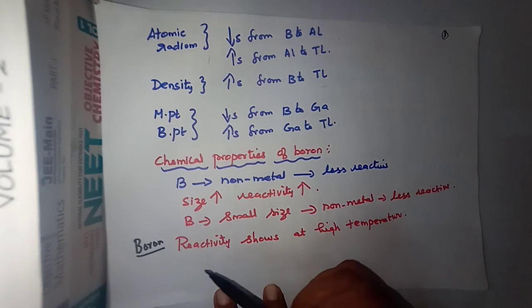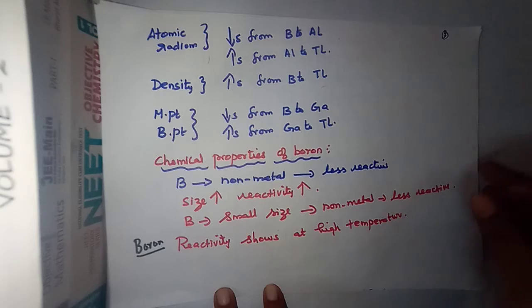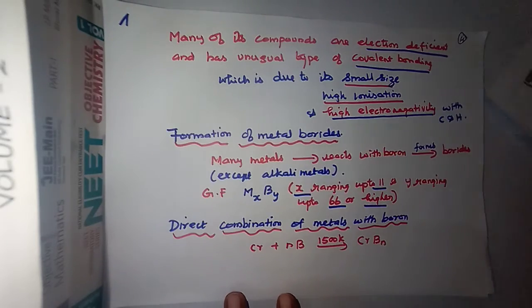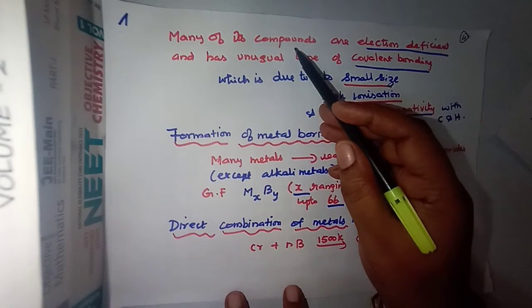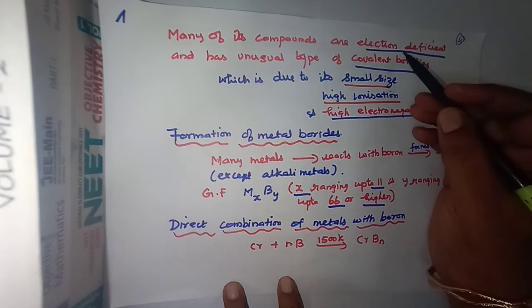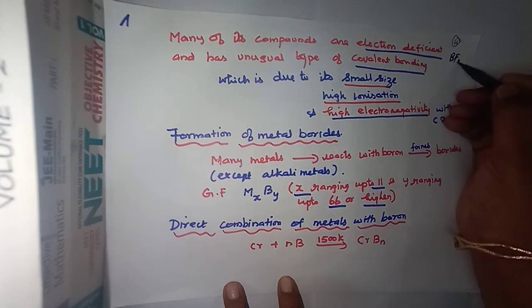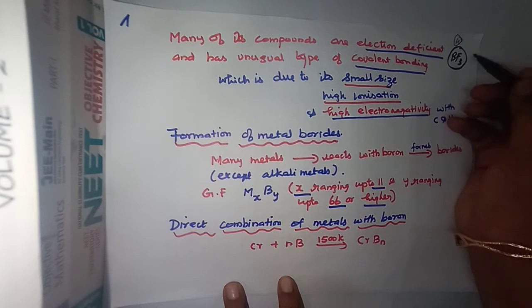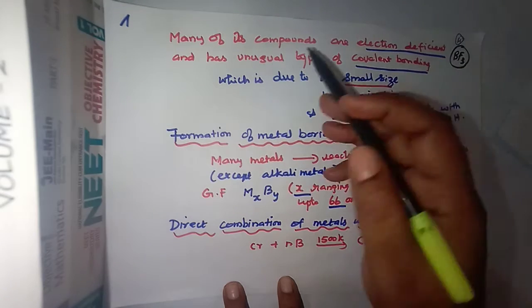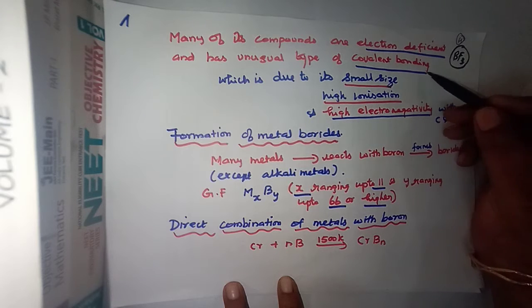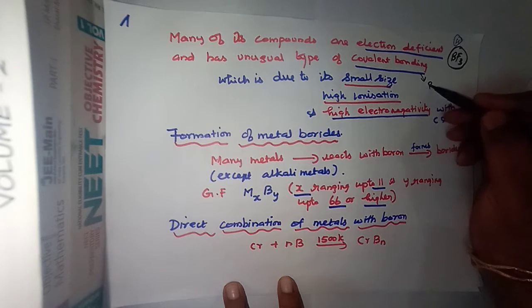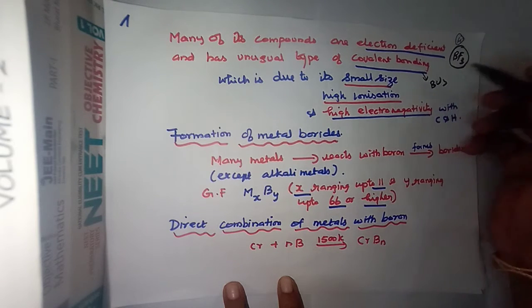But boron shows reactivity at high temperature. Many of its compounds are electron deficient, that is BF3. You can take BF3 as an electron deficient compound. And as an unusual type of covalent bond, many covalent bonds we can see, BCl3, boron trichloride, and many others.